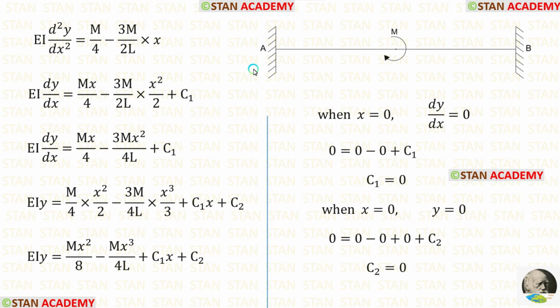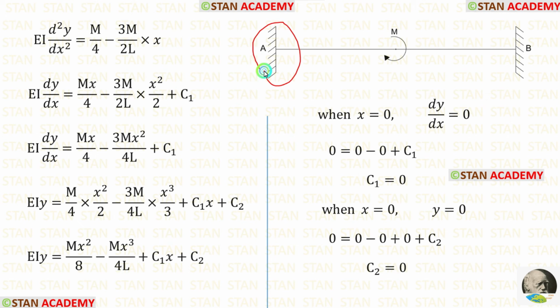In the fixed supports, there will be no slope. In the point A, there is a fixed support. So when x is 0, the slope dy upon dx is 0. In this equation, let us apply x is 0 and dy upon dx is 0. When we do that, we are getting C1, which is 0.